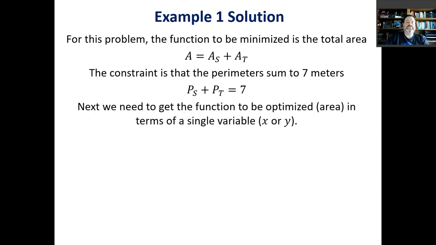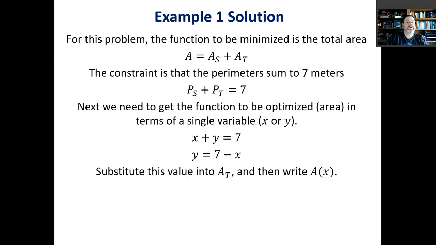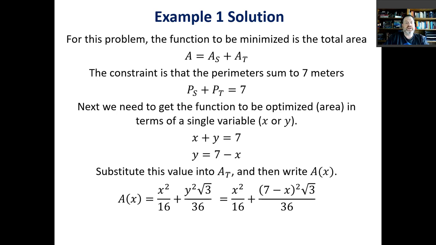So we need to get the function to be optimized, which in this case is the area, in terms of a single variable. It doesn't matter if you pick x or y, you're going to get the same answer. So I just know x plus y equals 7. I solved this for y. So anytime I see a y in my equation, I'm just going to plug in 7 minus x. So I put this into the triangle equation, and then I write it out.